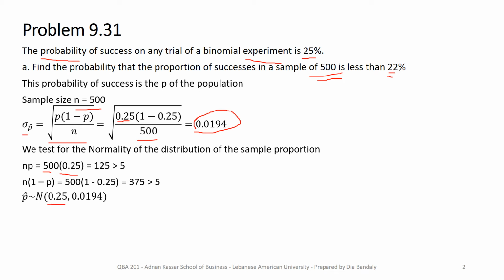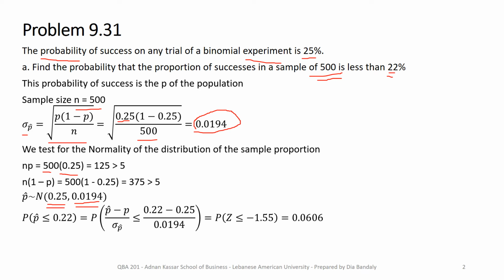It has a mean equal to the population proportion, 0.25, and this is sigma p bar that we just calculated above. So now the question is, what is the probability that this sample proportion is less than 0.22? I do the standardizing, and remember that the mean of that distribution is p itself. It has standard deviation sigma p hat, and we substitute the values here, and we get this one. We read it from the table, we get 0.06. Okay, so almost 6%.